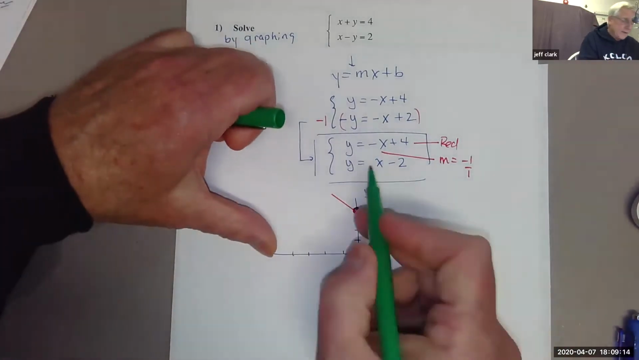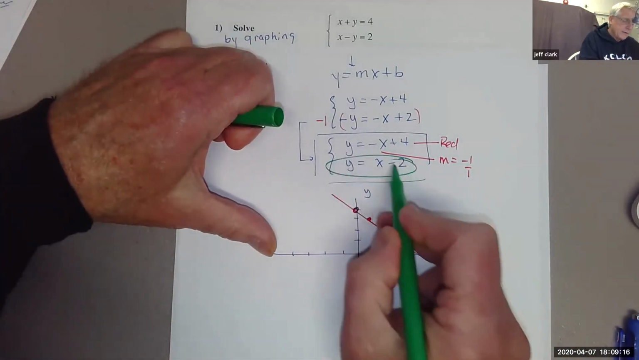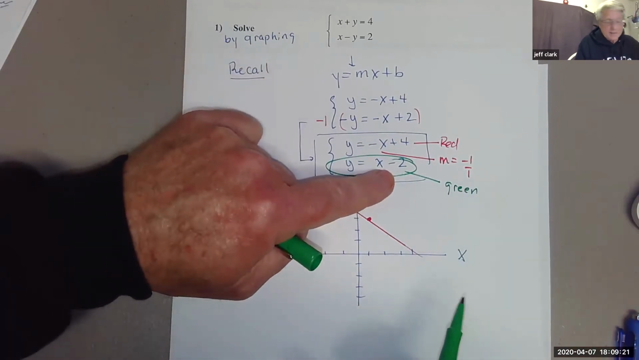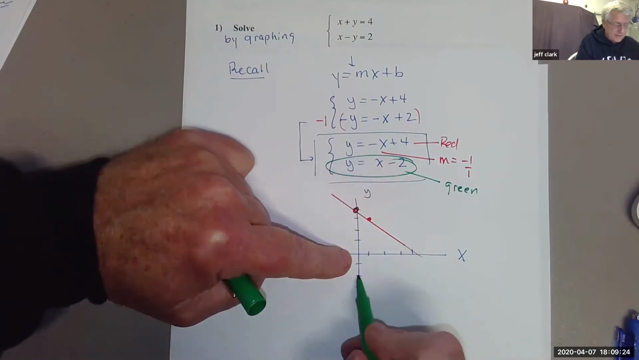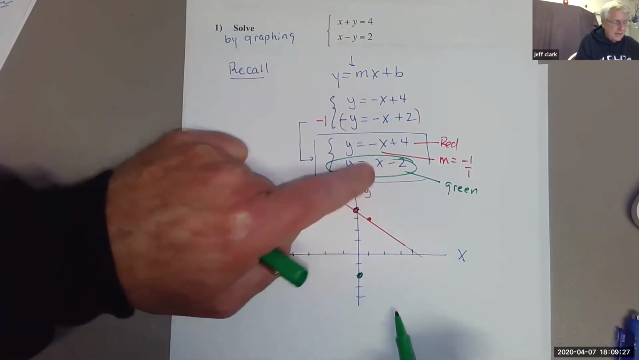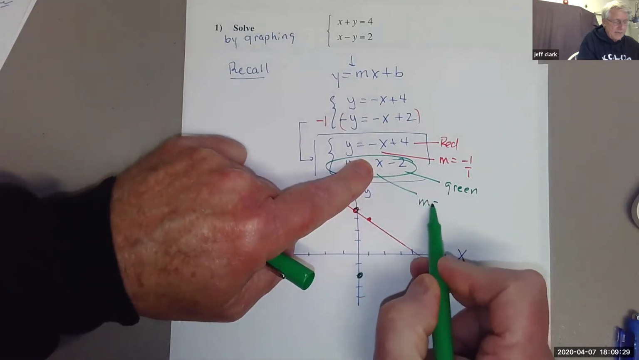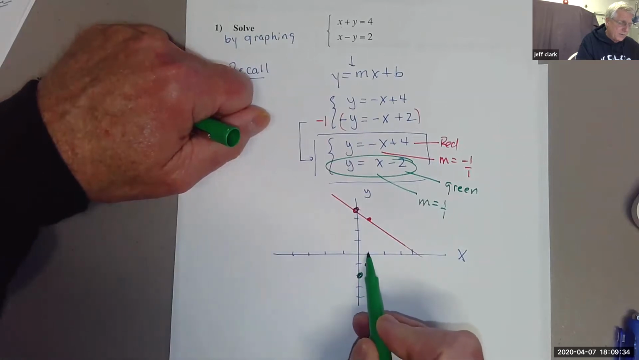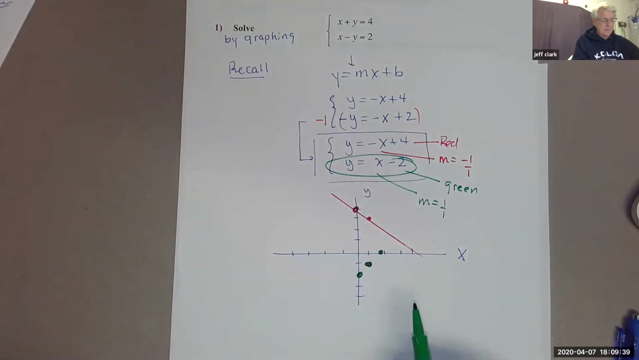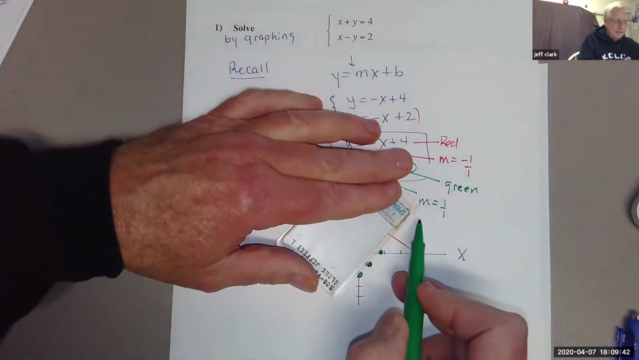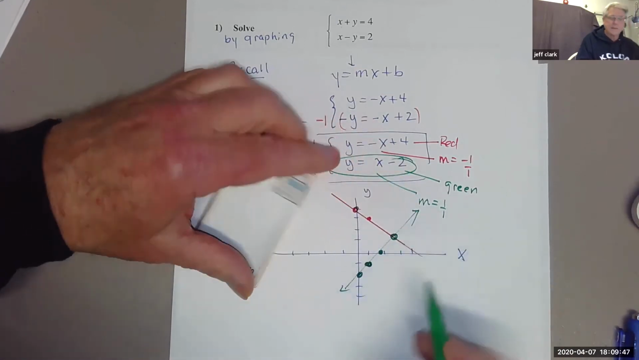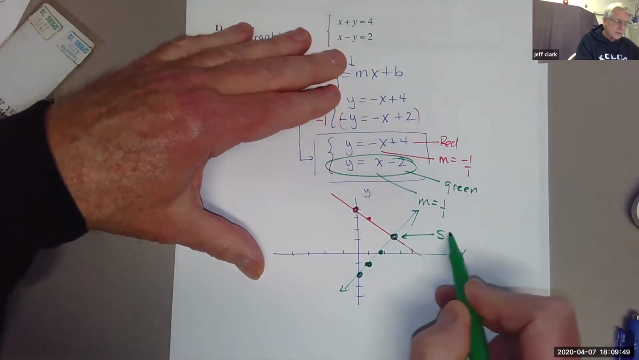The next one, I'll do in green. I start at negative 2 this time, which is down here on the y-axis. It's a y-intercept of negative 2, and the slope m equals 1 over 1. So up 1, right 1. Up 1, right 1. Connect the dots. And notice that these lines are going to touch somewhere in here. This is your solution.